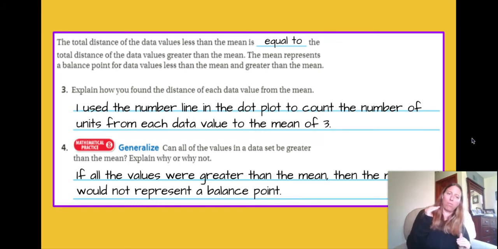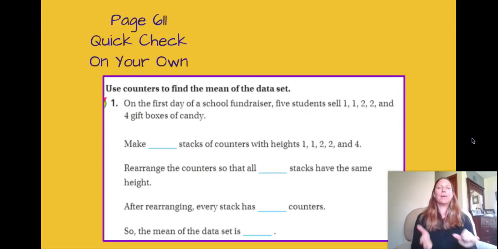Okay, page 611 is a quick check. Try this on your own. On the first day of school, fundraiser, 5 students sold 1, 1, 2, 2, and 4 gift boxes of candy. So you got to fill out the paragraph.